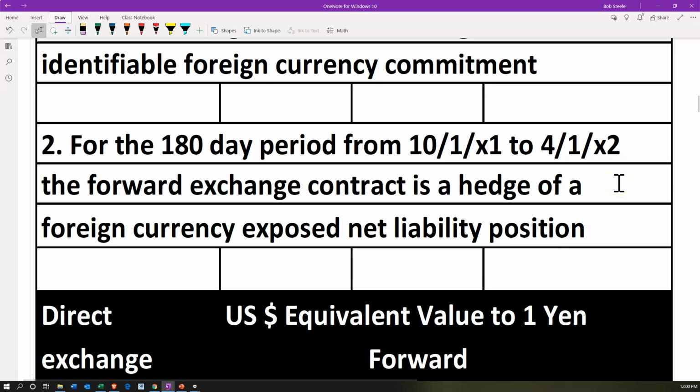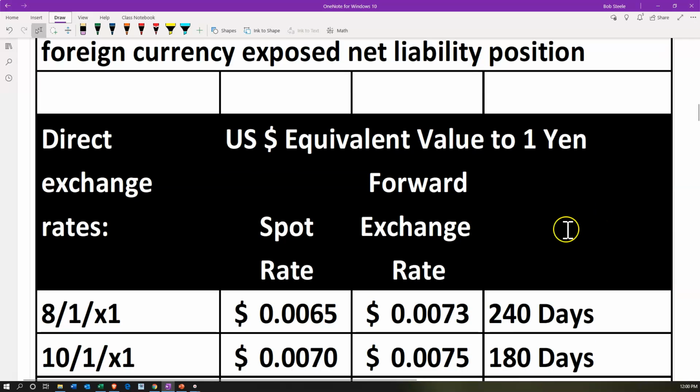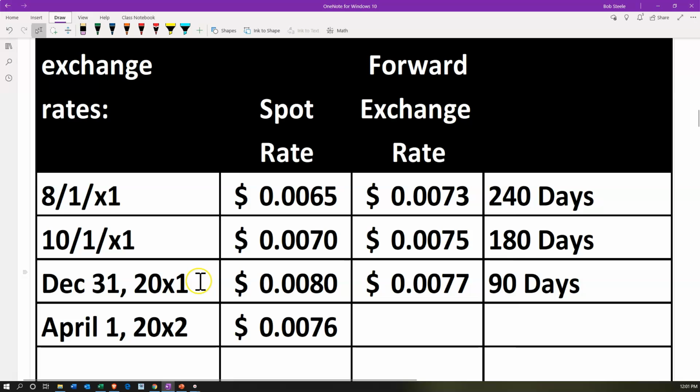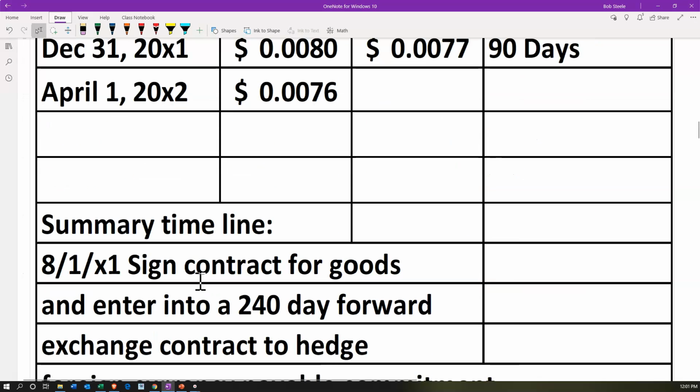The forward exchange contract is to hedge a foreign currency exposed net liability position. So then we have the spot rates and the forward exchange rates that are applicable to the dates that we are going to need them for.